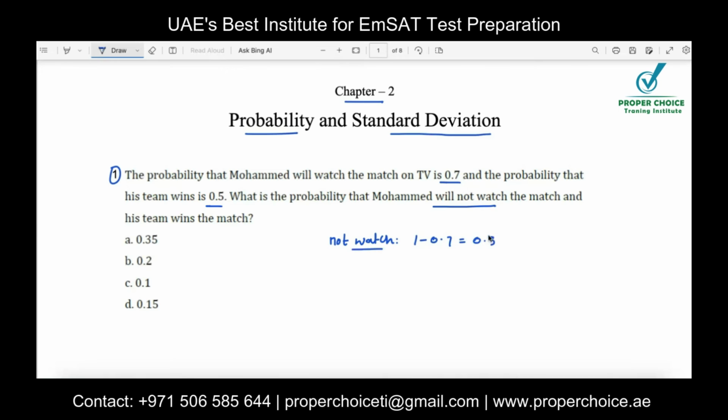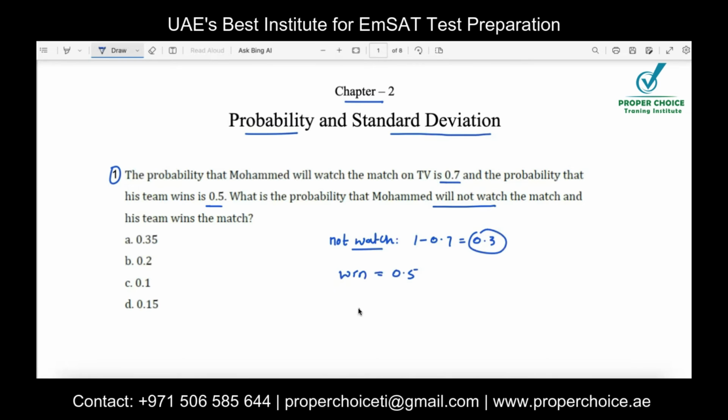Probability of not watching is 0.3 and probability of winning is going to be 0.5, and these are independent events. Whether the match wins or loses does not depend on Mohammed watching it or not. So these two events are independent. So usually for independent events, to get the probability, you just need to multiply.